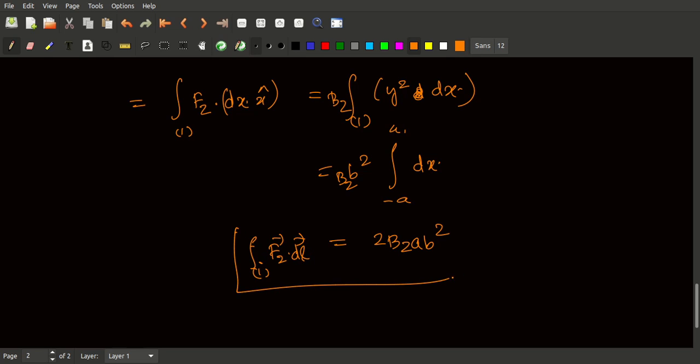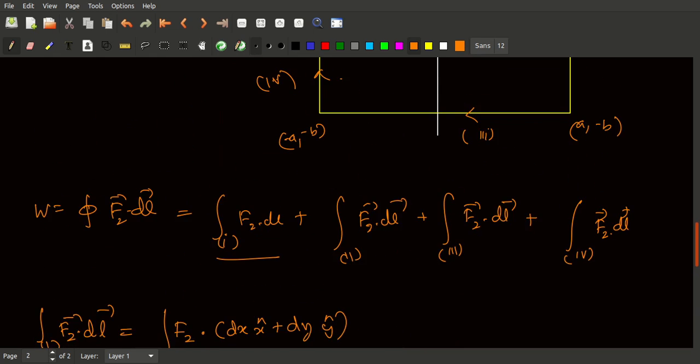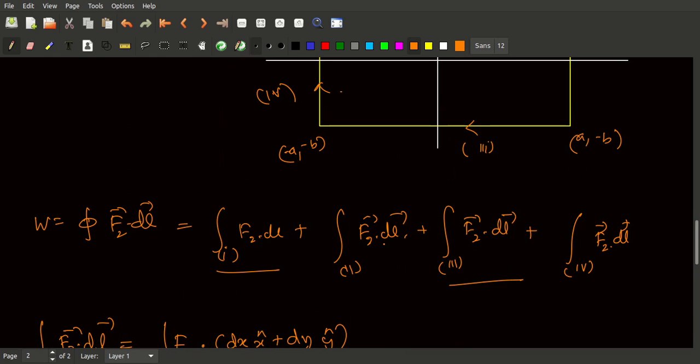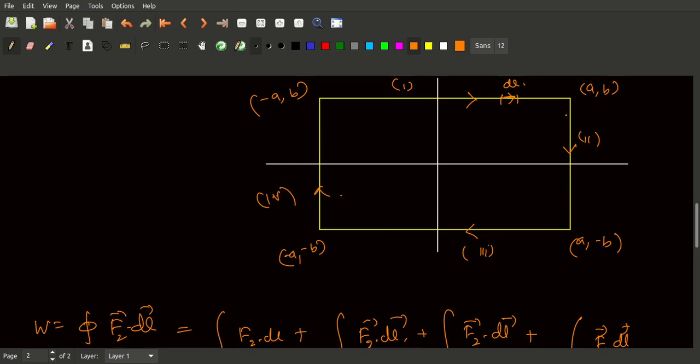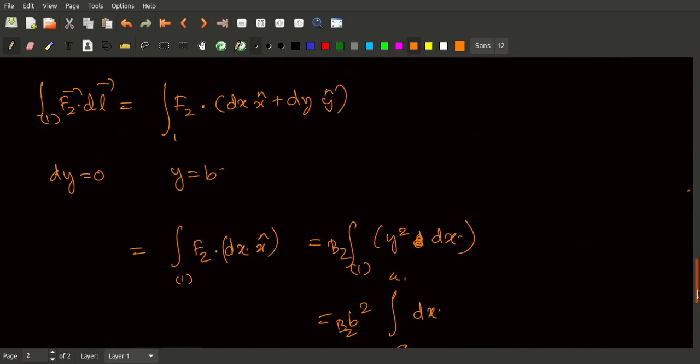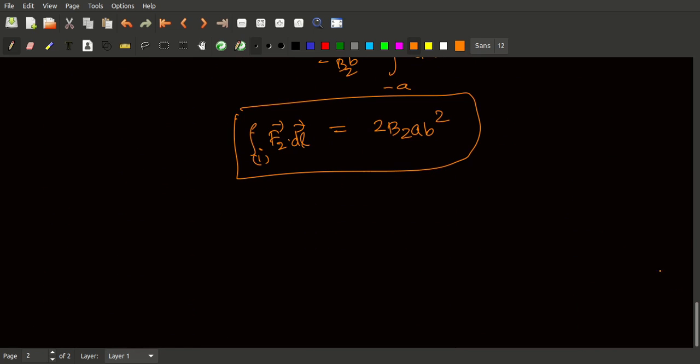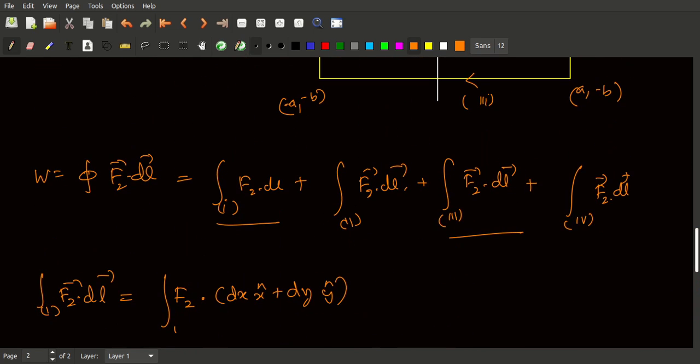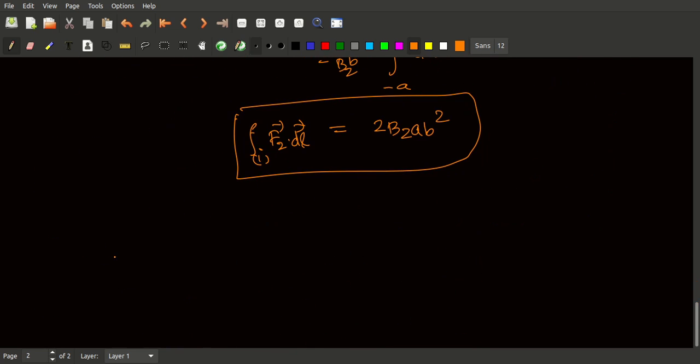In a similar way, I am going to do the third part. For f2 also you can do it. In f2's case you see that the dx part is constant, so in a similar way you can do the second part. Now let's look at the third part and what I am getting. In the third part, you see again dy is equal to 0 because y is equal to minus b. So for the third part I am writing f2 · dl.